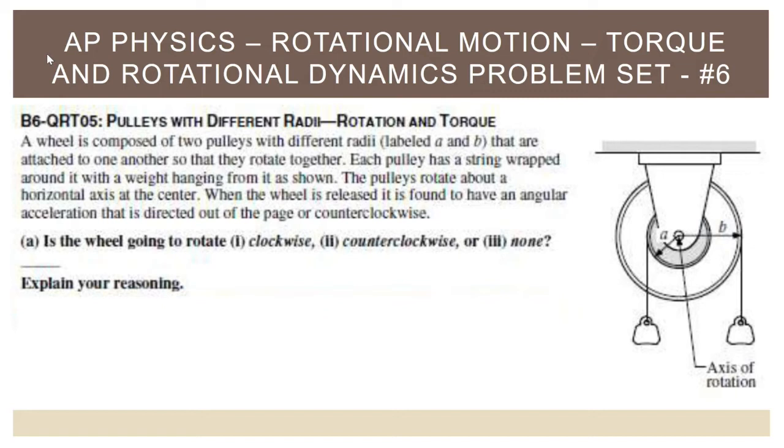This one says here, a wheel is composed of two pulleys with different radii labeled A and B that are attached to one another so they rotate together. Each pulley has a string wrapped around it with a weight hanging from it as shown. The pulleys rotate about a horizontal axis at the center. When the wheel is released, it is found to have an angular acceleration that is directed out of the page or counterclockwise. And you can see this whole thing shown here in that picture on the right.